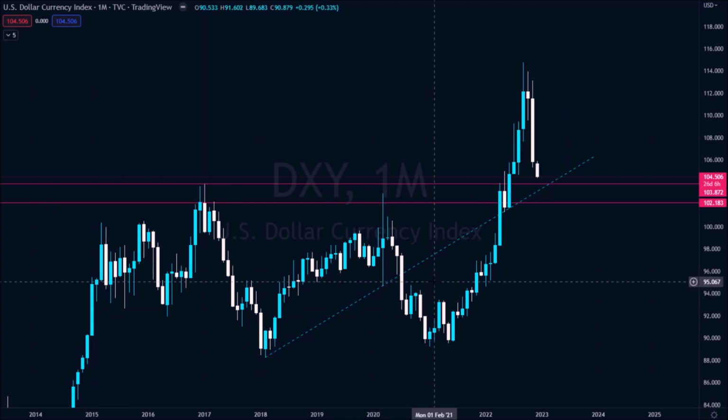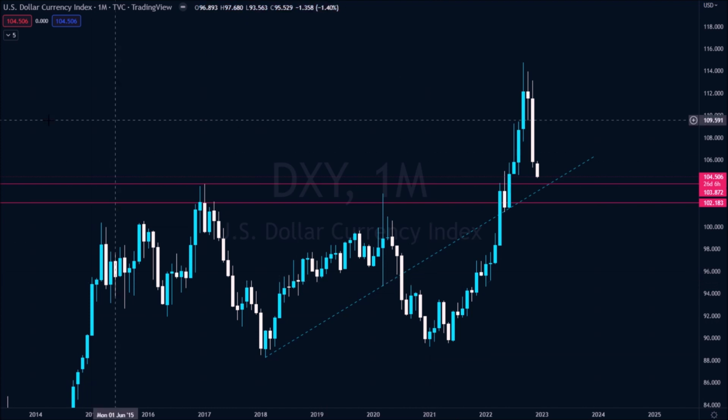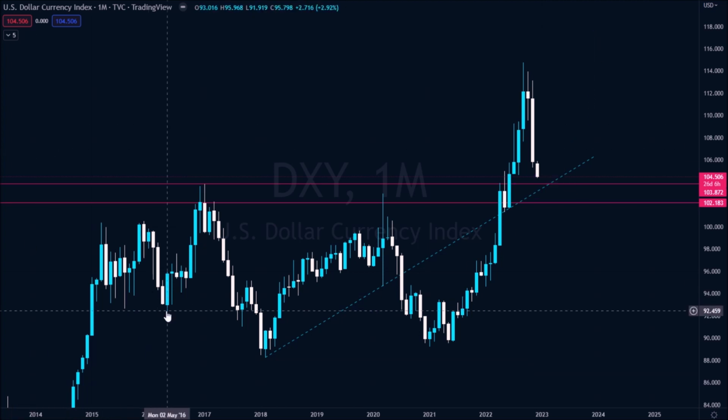But at the moment, hands are off dollar pairs for swing trading until we get that turnaround, if we get the turnaround in the dollar to the upside. So with that being said, let's take a look at last week's trades of the week.